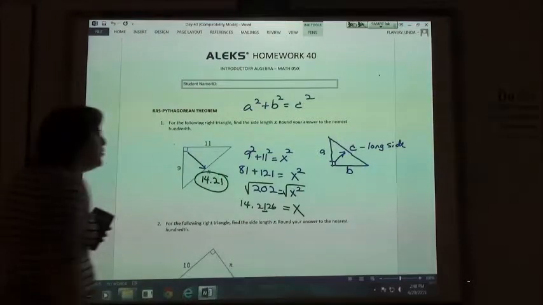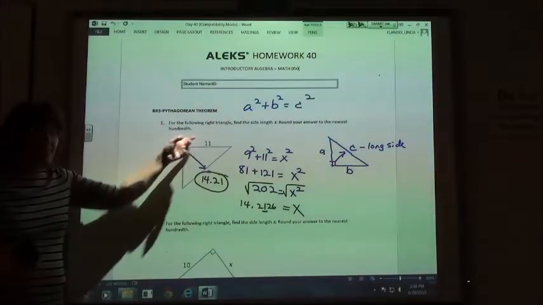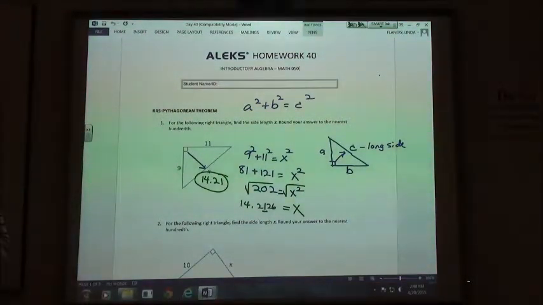Now my hypotenuse should be the longest side. It is longer than the 9 and the 11, so that looks like a good answer. 14.21.